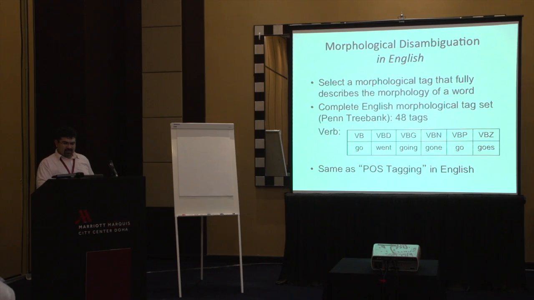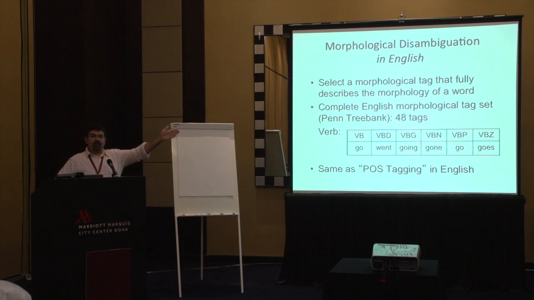So to contextualize this in terms of how hard things are, when you talk about morphological disambiguation in English, people don't use that term, they call it part of speech tagging, basically. We would be talking about finding a morphological tag that fully describes the morphology of a word in context. An example would be go, went, going, gone, goes, and these have different tags associated with them. You can still talk about that, there is a basic word form. The lemma here is go, and the part of speech tag tells you exactly what the form of it is.